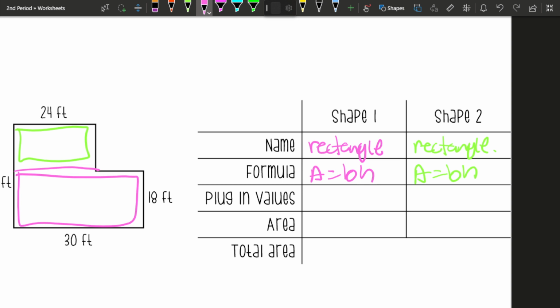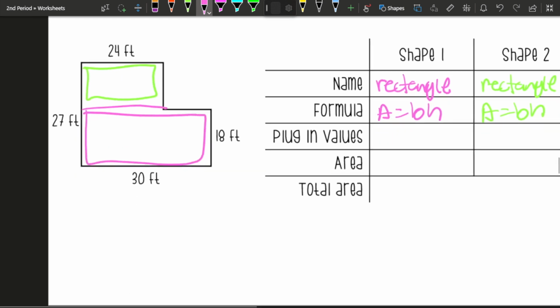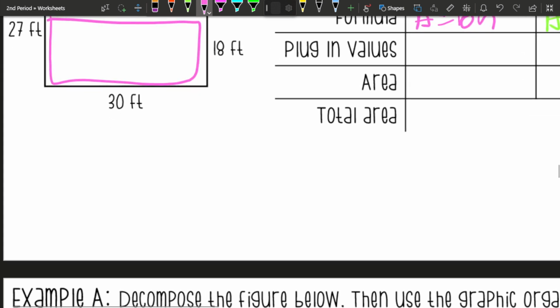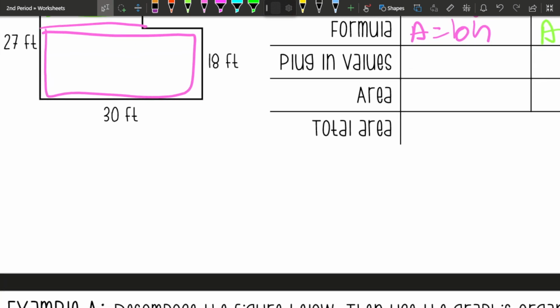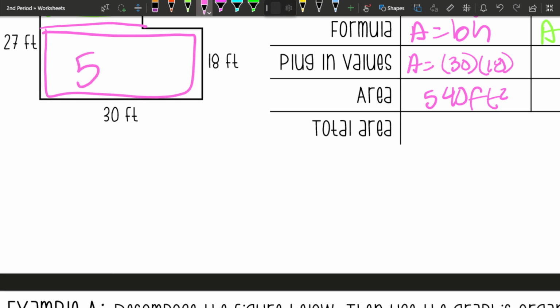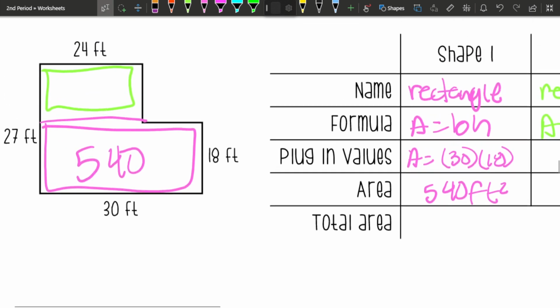Now we're going to plug in values. So let's start with the pink one. If I look at the pink one, do I know the 2 numbers that I need to know? Yes. So A equals, what's the base? 30. And the height is? 18. So how do you find the area for that? 30 times 18, which gives us 540 feet squared. So you can put a big 540 right here. So far, so good? Now, let's look at the green one.